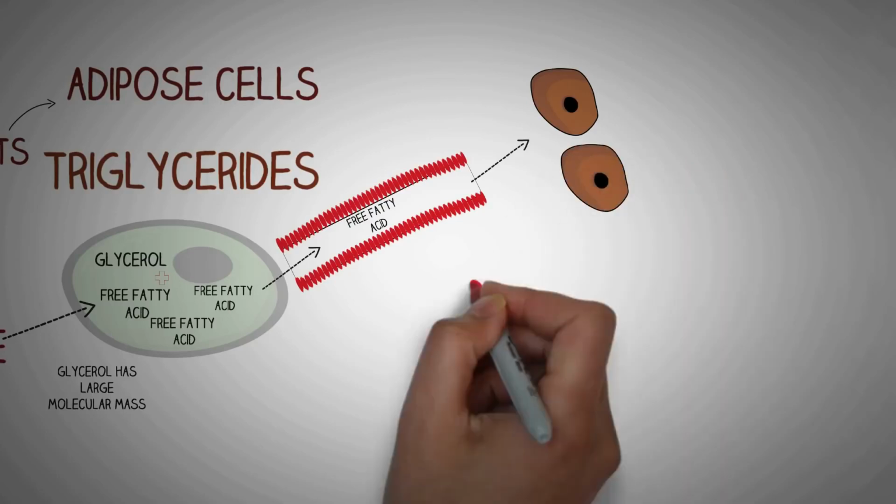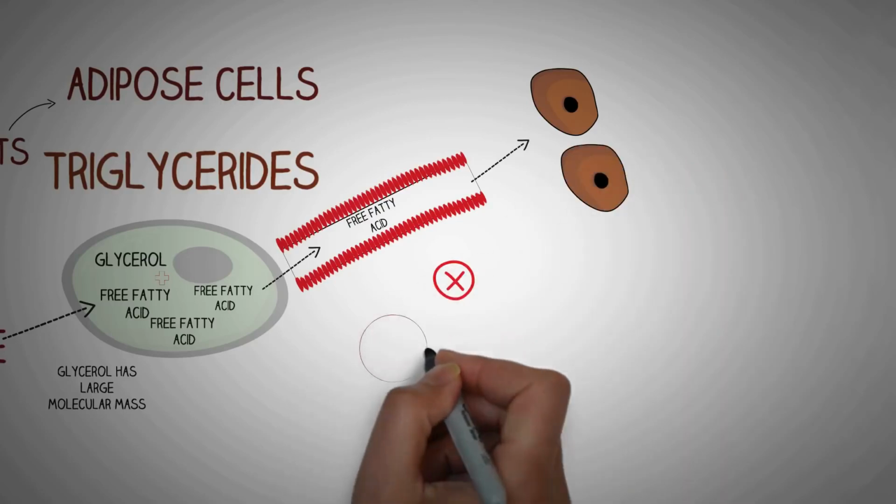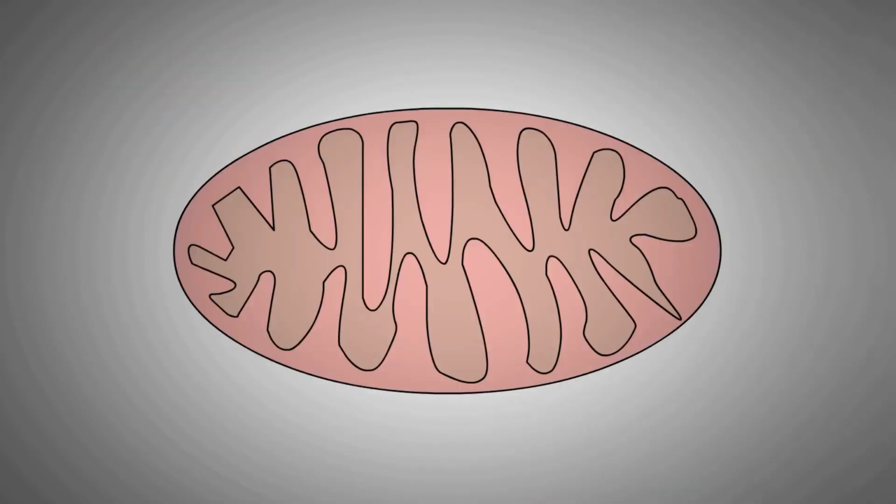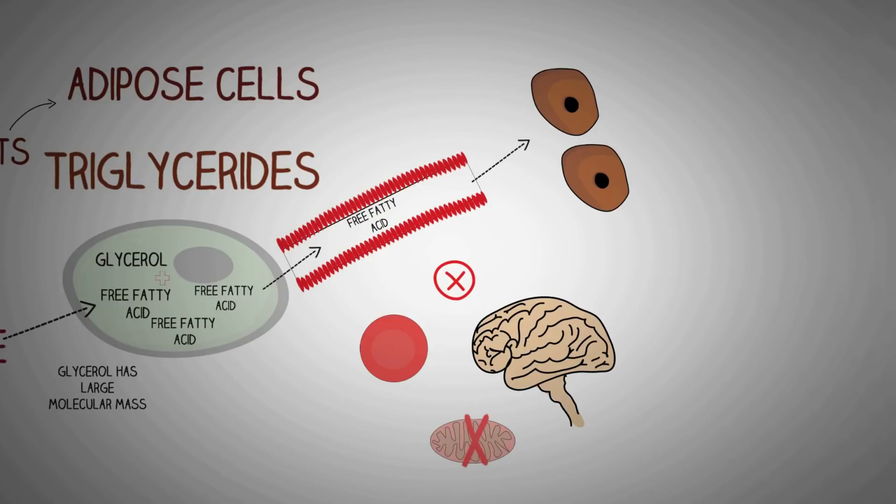Now there are 2 tissues in the body that cannot metabolize free fatty acids, which are the RBCs and the nervous tissue. Both of these tissues have one thing in common, that they lack mitochondria, and mitochondria are essential for fatty acid metabolism.